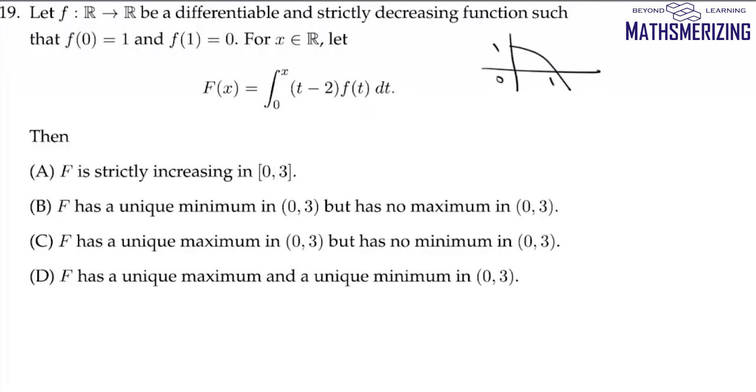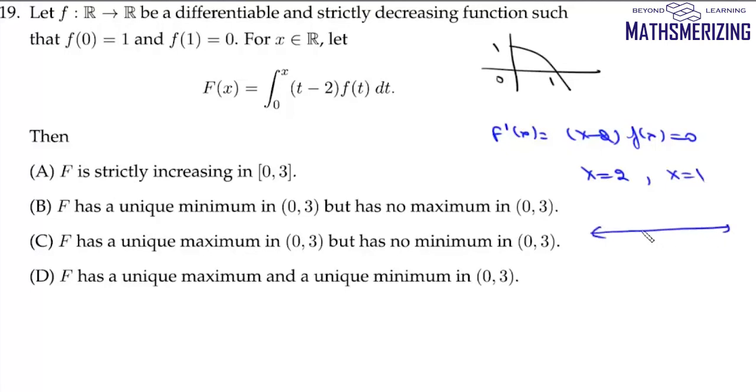Now we have to find its critical points. So we'll find f dash x, and it'll be simply (x minus 2) into f(x). Now we put it equal to 0. Then the critical points here are x = 2 and the point where f(x) is 0, and that will be when the value of x is 1. So we have two critical points, 1 and 2.